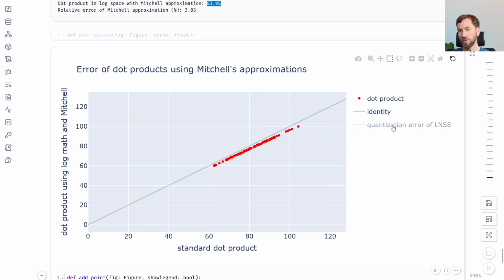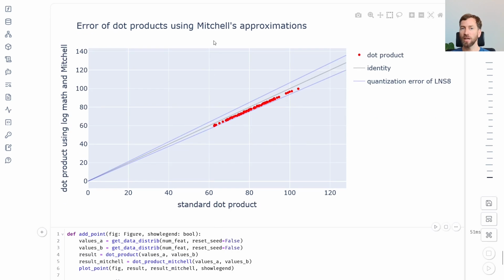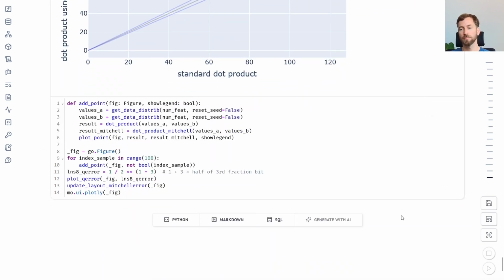However, if we compare the error to the quantization error of LNS8, so a logarithmic data type with 8 bits, we see that the error introduced by the Mitchell approximation is smaller than the quantization error of this logarithmic data type. So this means computing a dot product with Mitchell approximation could be a way to reduce the implementation costs in hardware and the energy consumption when executing and deploying large networks. Now let's go back to the main presentation.